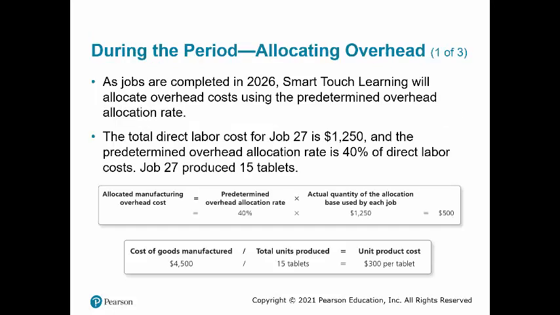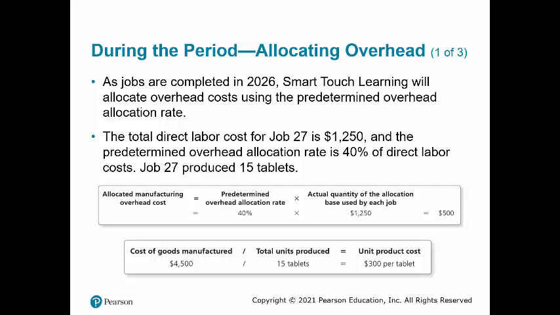So how do you actually do this? As jobs are completed, Smart Touch Learning will allocate their overhead costs to the individual jobs using that predetermined overhead allocation rate. So let's say that the total direct labor cost for job 27 is $1,250. Since that predetermined overhead allocation rate is 40% of direct labor costs, we would multiply 40% by the $1,250, and we would apply to job 27 $500 of manufacturing overhead.